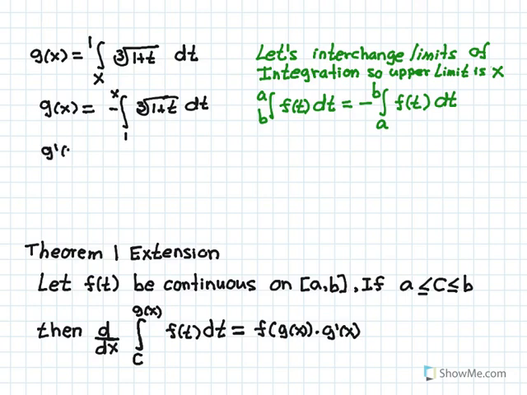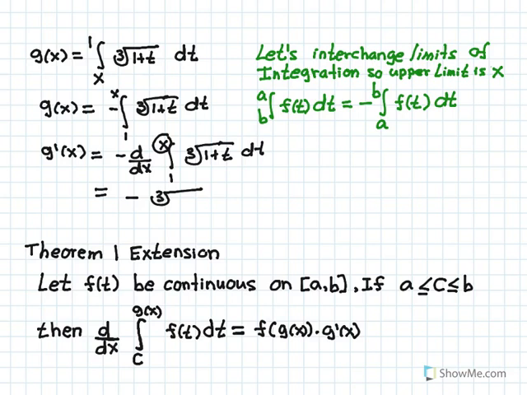g prime of x is equal to minus d/dx of the integral from 1 to x of the third root of 1 plus t dt. The derivative cancels the integral, and this x goes inside, gets substituted for t. So we get minus the third root of 1 plus x. That's the answer, g prime of x.